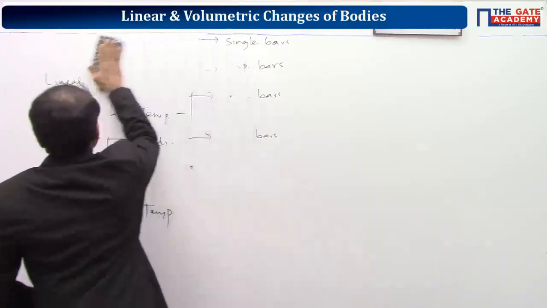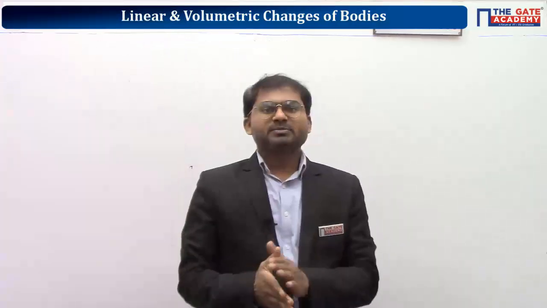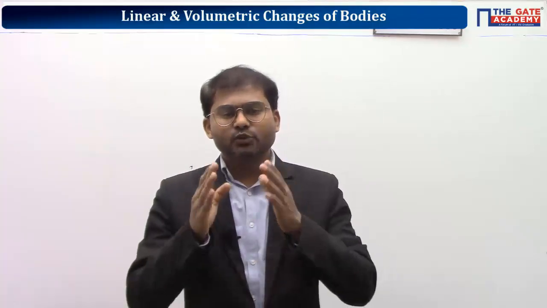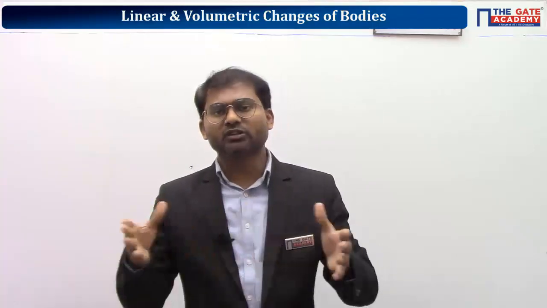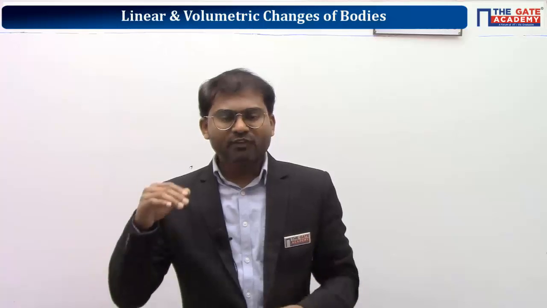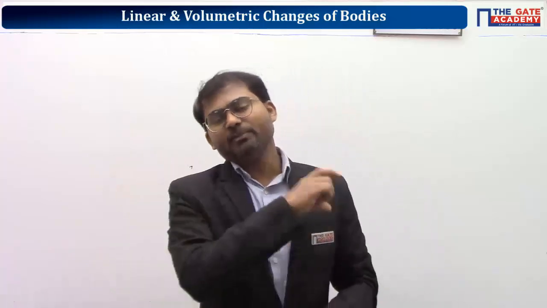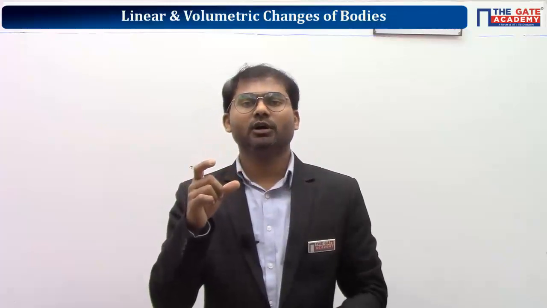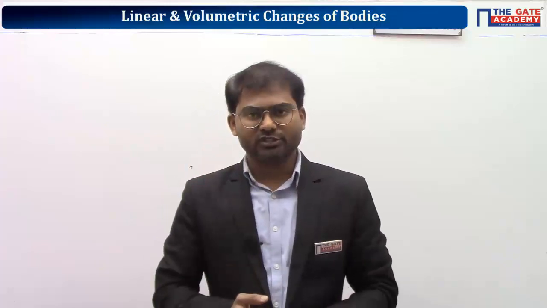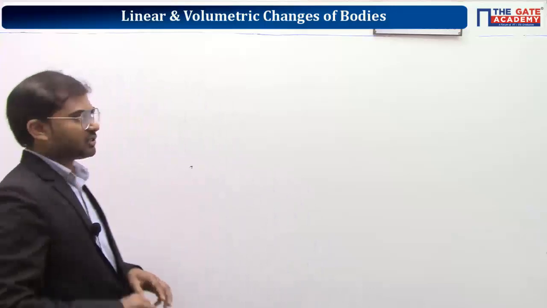So first of all, you should understand what is a prismatic bar. A prismatic bar means the bar which is uniform in terms of area of cross section throughout the length. So uniform in terms of area of cross section means both in terms of shape and also in terms of magnitude of the area of cross section. Okay. So write down the definition first.